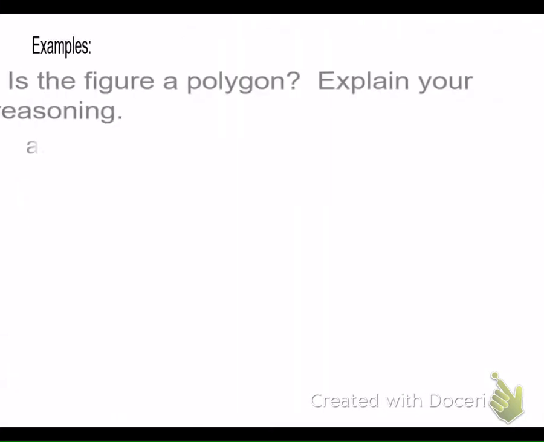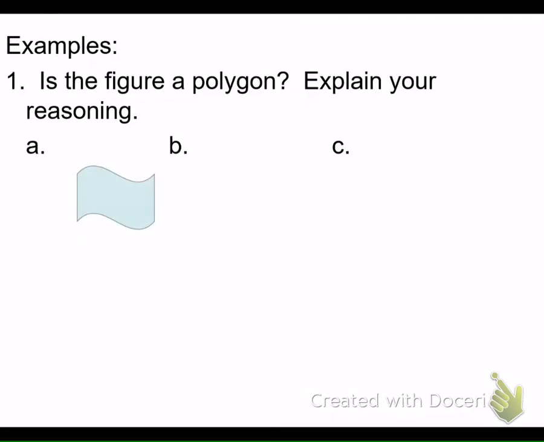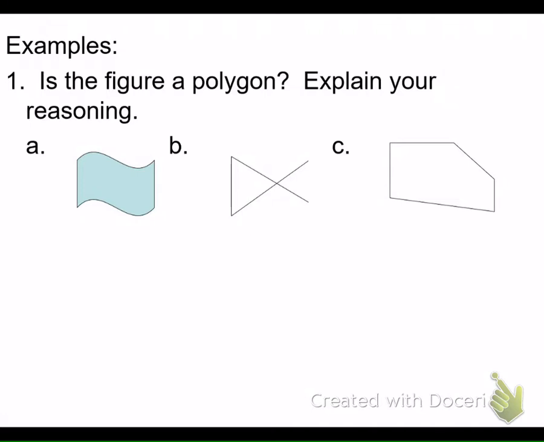All right, here is our first set of examples, and I want to make a little like cheat sheet for you. So, is the figure a polygon? Explain your reasoning. So there are 3 reasons why something would not be a polygon. So we're going to make a list first. So here are just reasons why not. We're going to look at these first. So reasons why not. This is kind of like another vocabulary section in your notes.